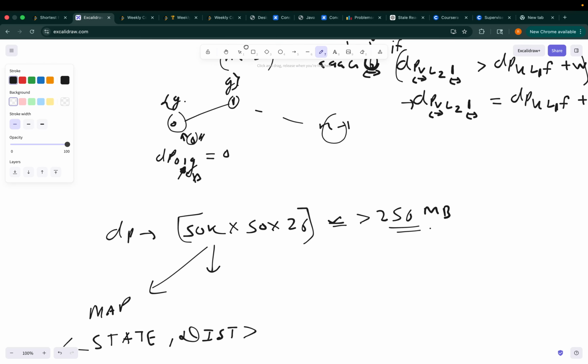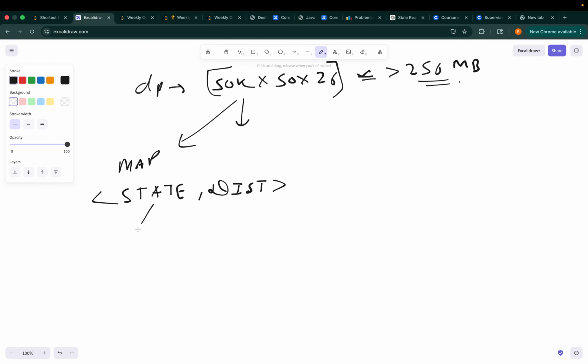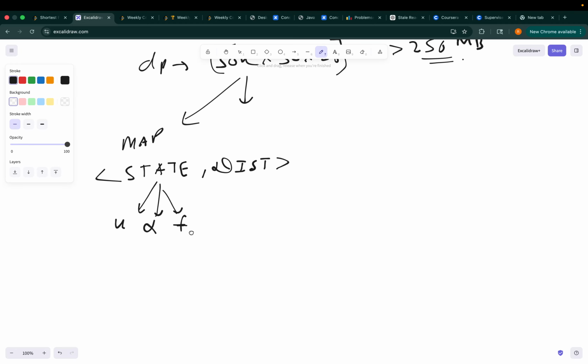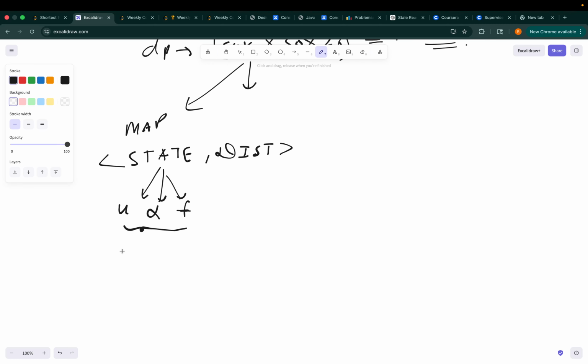Okay, so state is still a three-dimensional thing, right, that we defined here. There are 3 dimensions to a state. There is a node u, there is a character alpha, and there is an integer up till 50, which is the frequency. So can we encode this state? Yes, we can. Let's say u occupies the first 16 bits, alpha is occupying the next 8 bits, f is just at the end.